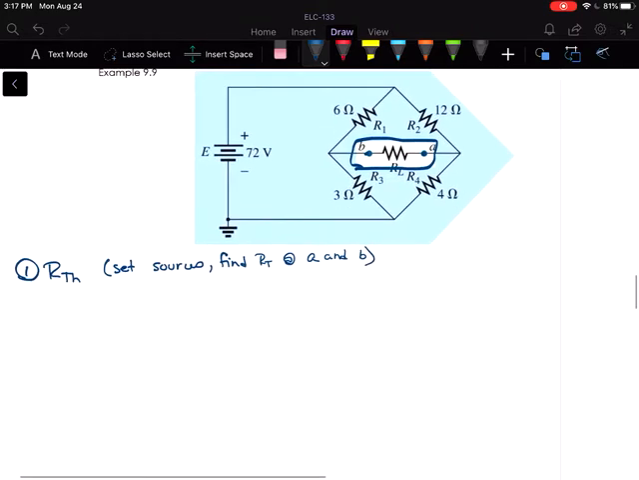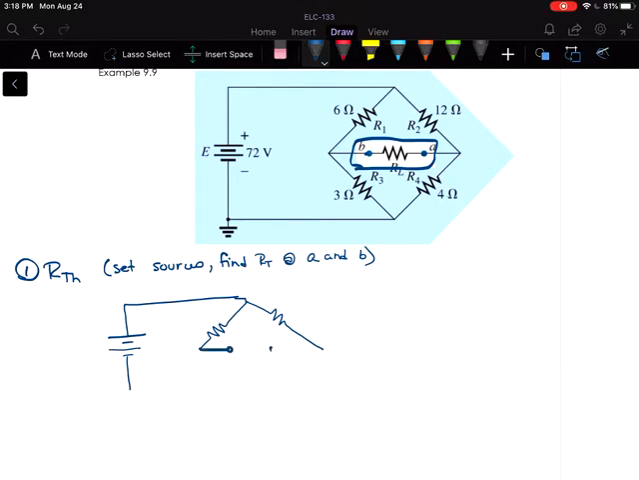Okay, so always redraw the circuit. It really does help, especially in cases like this where it might be a little harder to see without redrawing what's going on. And then, so we've got, I'm removing the resistor, the load resistor from A to B. 3 ohms, 4 ohms, 12, and 6. And we've got a 72 volt source here.